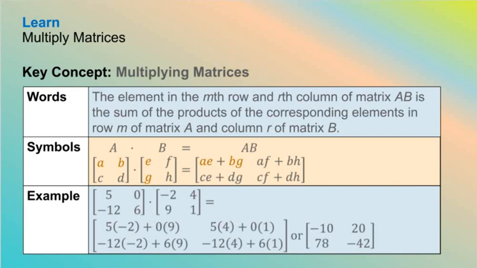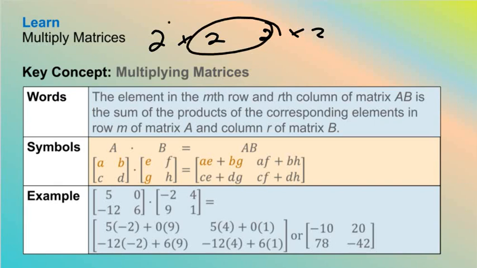So for an example, if I'm multiplying A by B, I have a 2 by 2 and a 2 by 2. The middle two are 2's. So if I have a 2 by 2 and a 2 by 2, the middle two are the same, so my answer is going to be a 2 by 2.